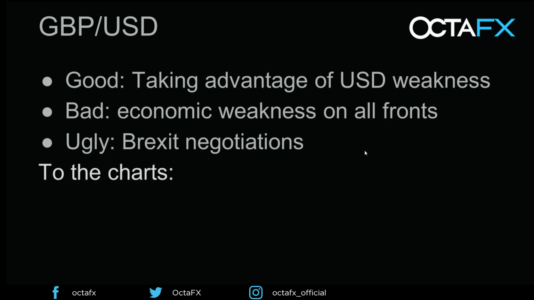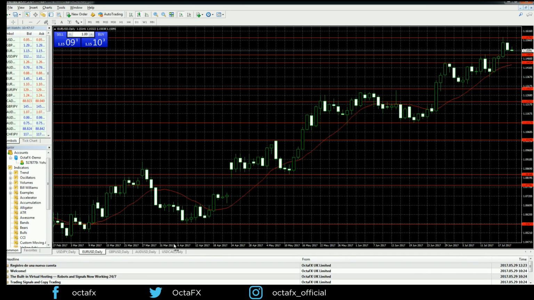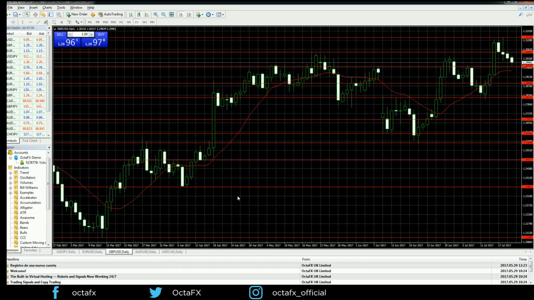Let's look at the charts. Again, the MT4 on your OctaFX platform. We did see a move here to the upside. Got very close to a previous resistance line there of 131.30, so that's the high, but we retreated from these levels. We're back under 130 at the moment.